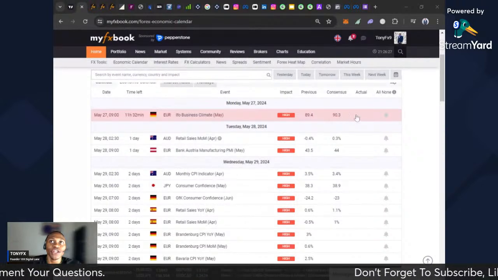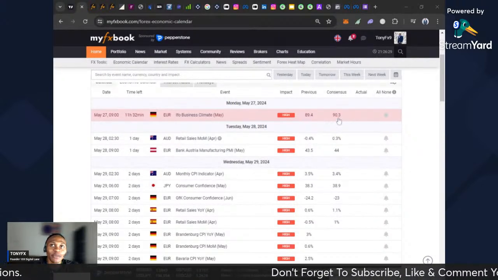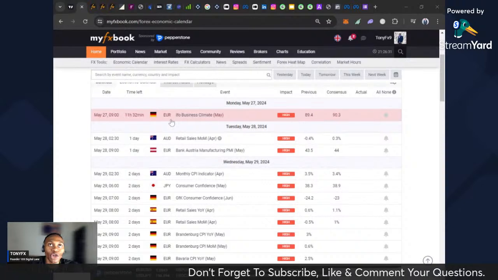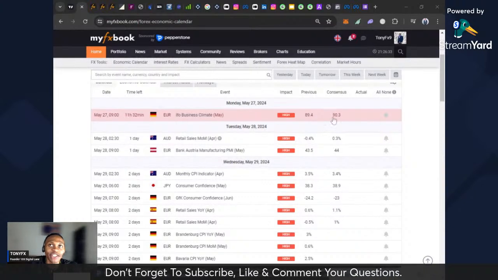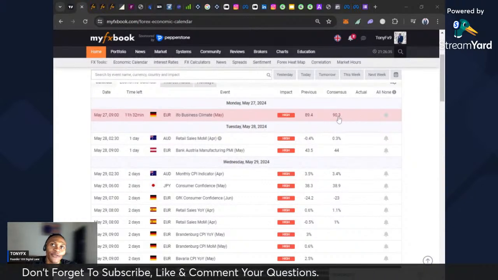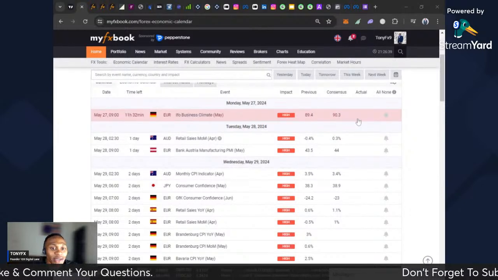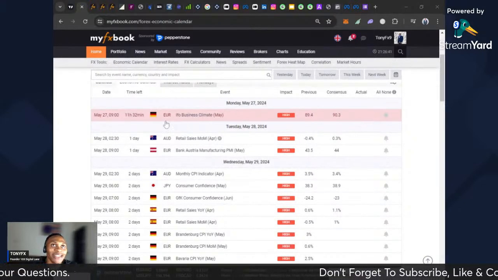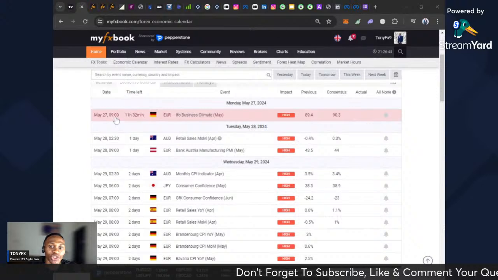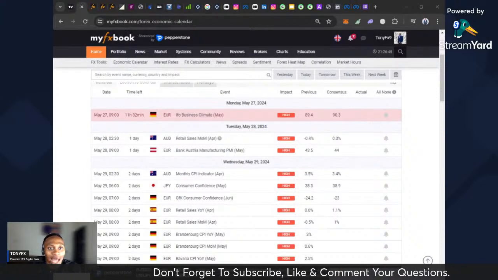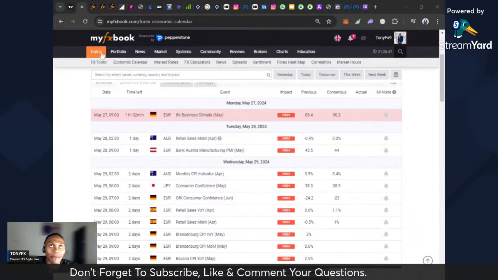So by 9 a.m. tomorrow, if this information stays positive, euro will be strong. But if this information comes in lower, if we get a figure like 89.5, euro will be weak. We're going to see a massive sell-off on euro, and this could be the trigger we need to sell euro to the downside against dollar. Remember what I showed you guys here.